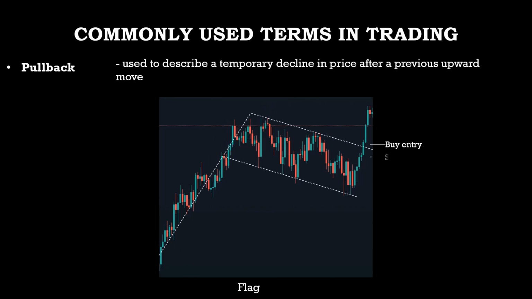The flag, on the other hand, is a tight consolidation of candles after a momentum move. The entry is on the breakout of the flag consolidation. The stop loss can be set either below the low of the breakout candle or below the low of the entire consolidation.